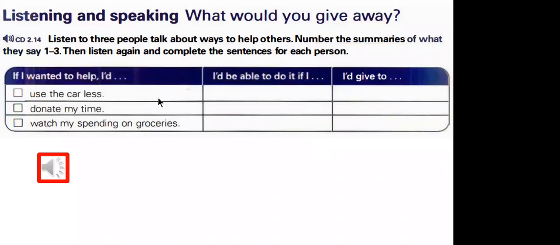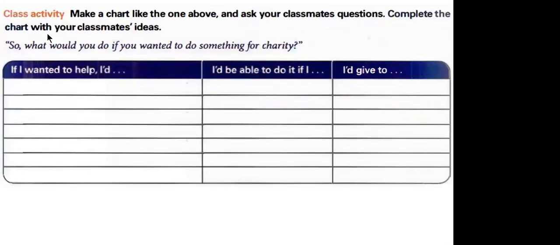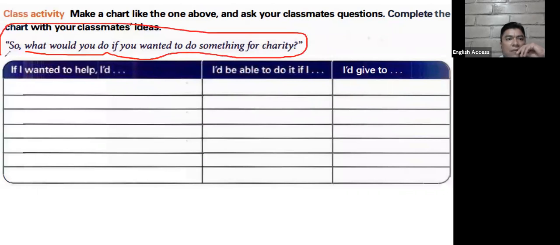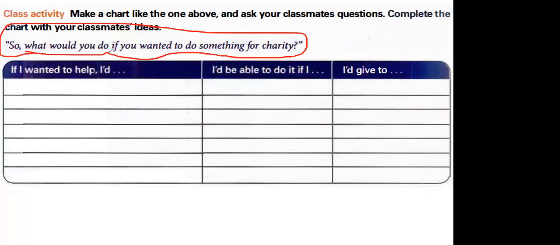Okay. Make a chart like the one above and ask your classmates questions. Complete the chart with your classmates' ideas. So what would you do if you wanted to do something for charity? Okay, that's what you have to do. Ask the question and write your classmates' answers.